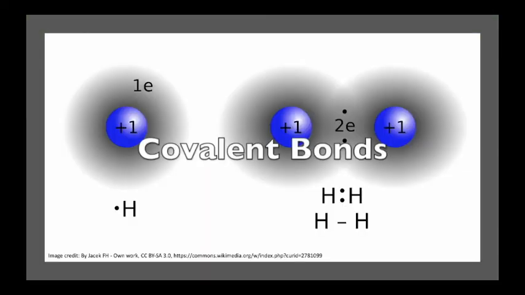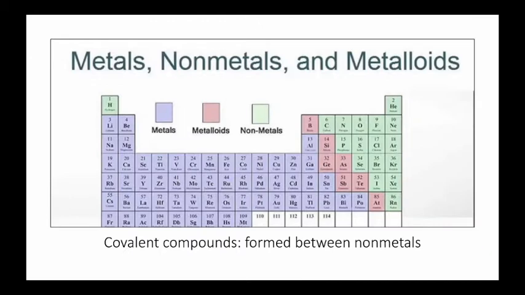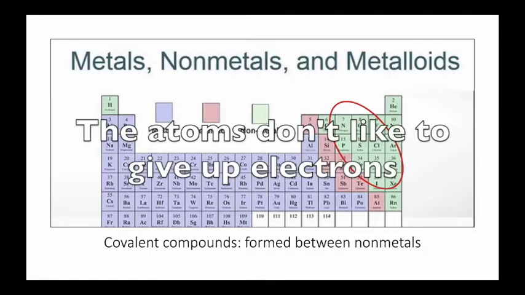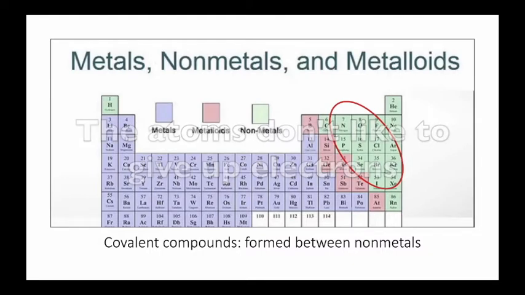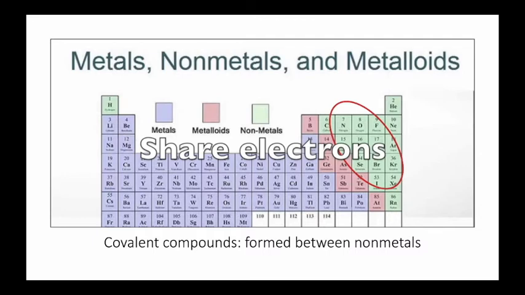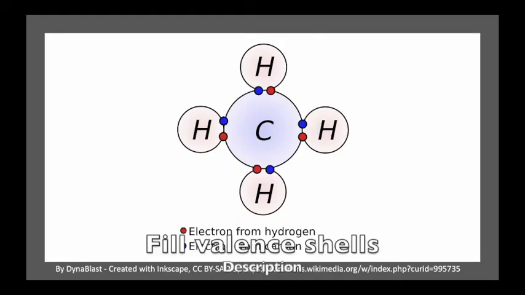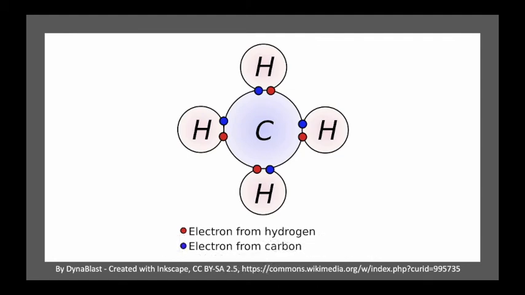Now let's talk about covalent bonds. Covalent bonds are formed between two nonmetals. They're formed by atoms that don't really like to give up their electrons completely. They like to share electrons, and they like to do this in a way that lets them fill their valence shells. For most of these elements we'll be dealing with, these atoms like to have a full octet. That means they want the s and p subshells in the outermost shell or energy level to be filled.